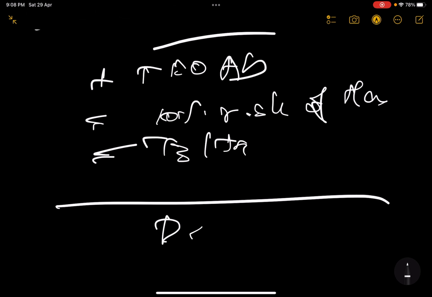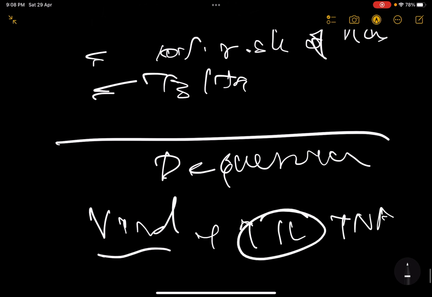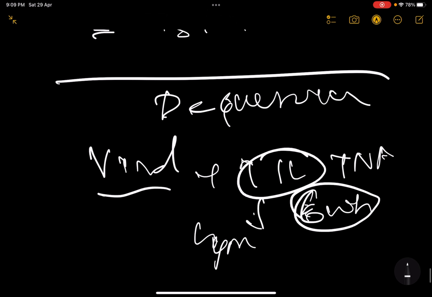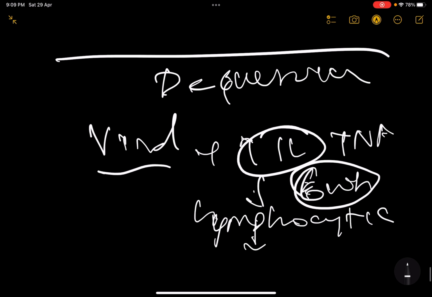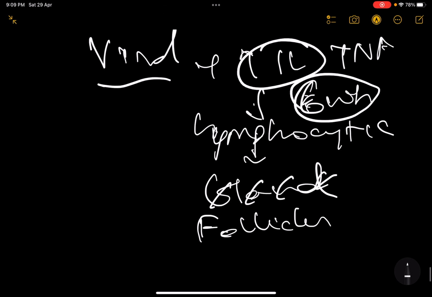Okay, then we have something called de Quervain or viral. Let's say there's a viral infection, your interleukin 6 increases. Your interleukins increase, your tumor necrosis factor increases. Finally, lymphocytic infiltration occurs after 4 to 6 weeks, 6 weeks being the minimum time, and your follicles are destroyed. Now, the gland is not actually destroyed, your follicles are destroyed. So let me write follicular destruction.